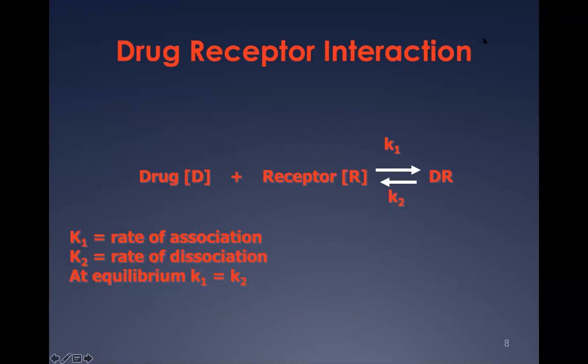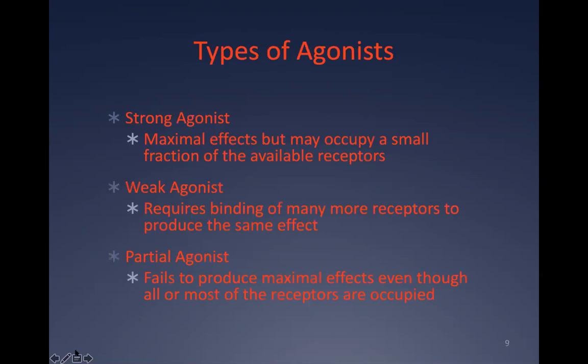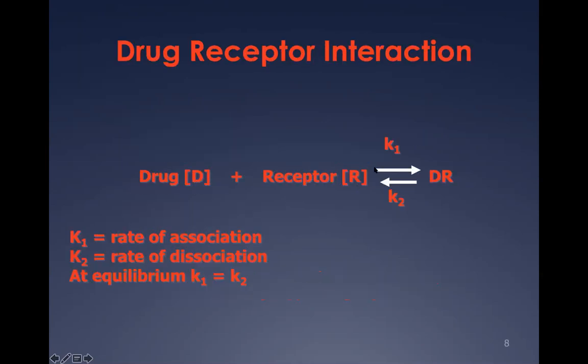So our basic pharmacology links really to this type of equation. A drug binds to a receptor, and then it forms a drug receptor complex. That drug receptor complex I have indicated here as DR, okay? So basically this DR here stands for drug receptor. Now, the rate of association, in other words, the drug binding to the receptor, we call that the rate of association, that is K1, that's the term that's used.